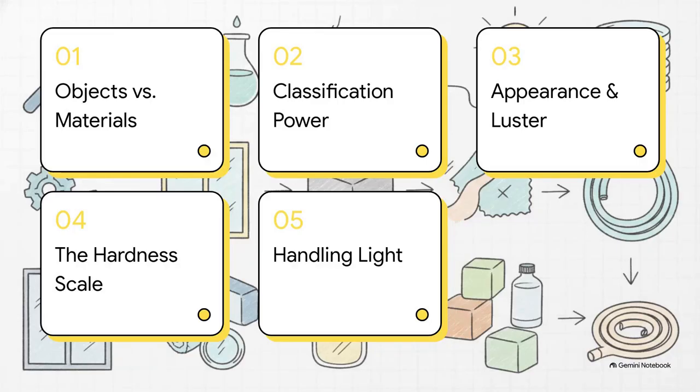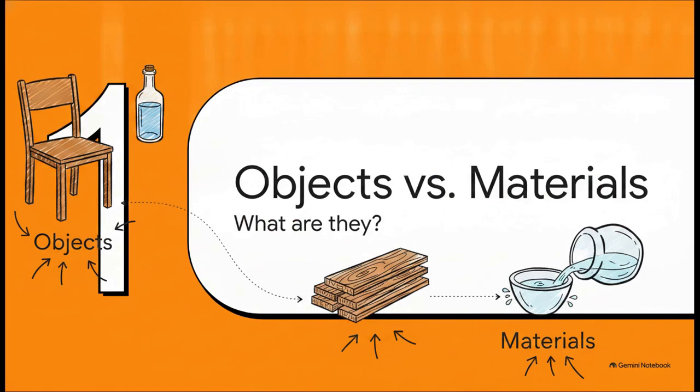So let's dive right into this. Here is our exact roadmap for today's investigation. We'll start with objects versus materials, then look at the power of classification. After that, its appearance and luster, the hardness scale, and finally, how materials handle light. All right, kicking things off with Section 1, Objects versus Materials.